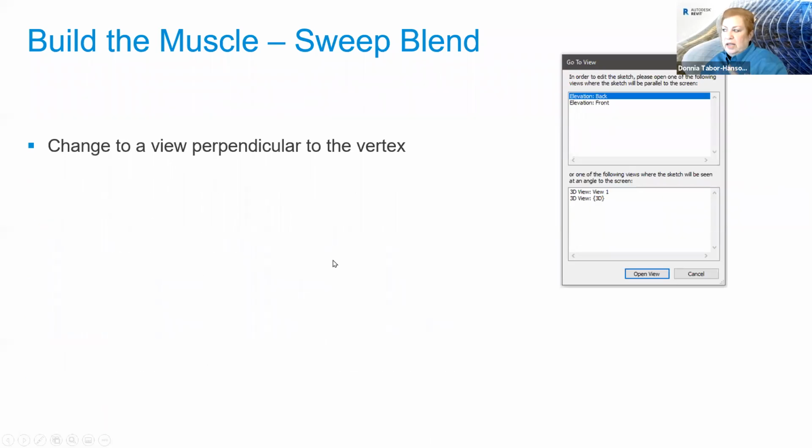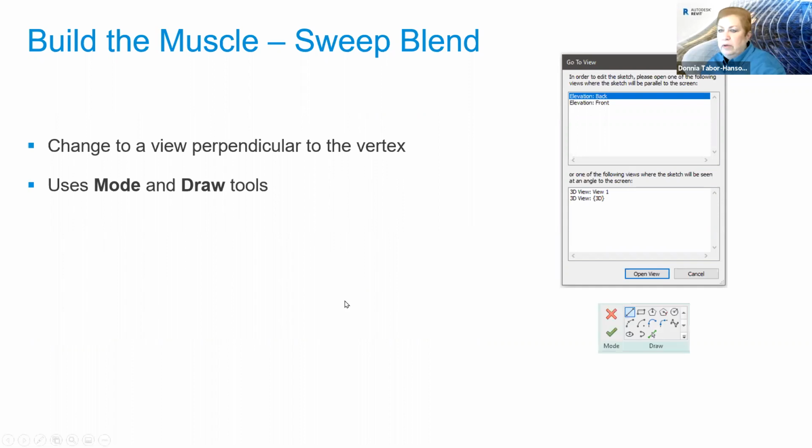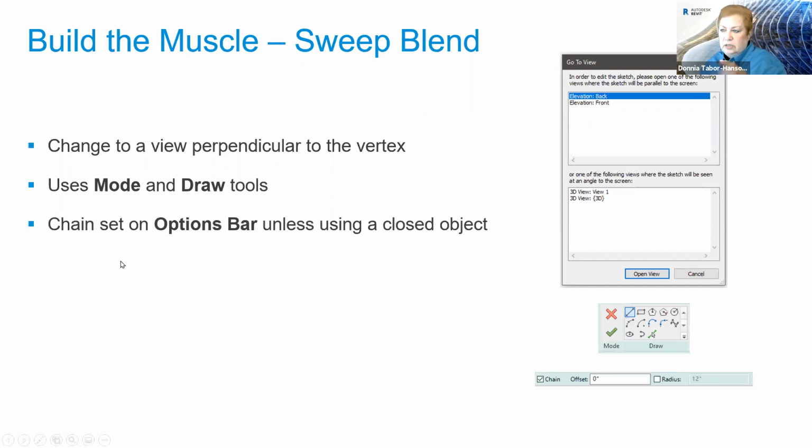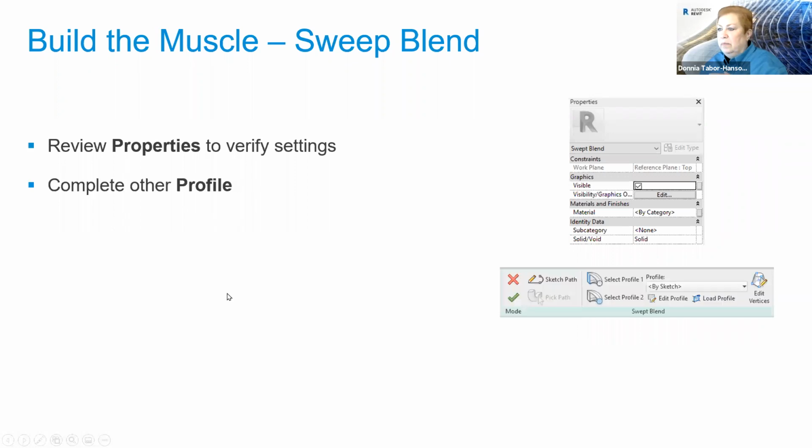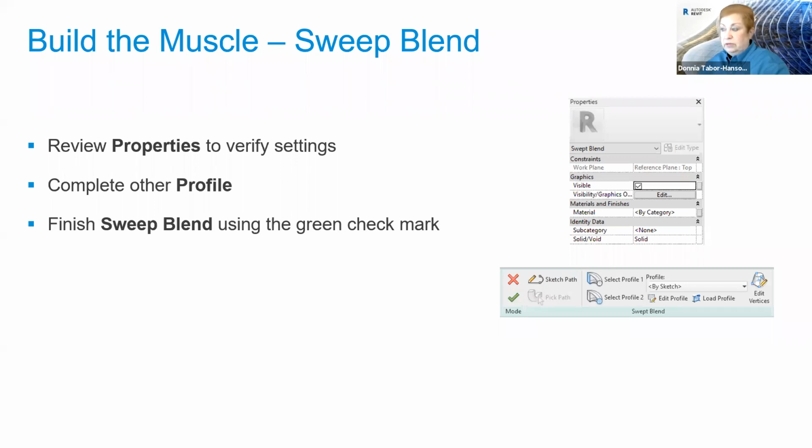It will prompt you to change views to go look at the perpendicular to your profile. It does use the mode and draw tools, and it does set you up for chain. Stop at the bar and you're going to see that you're chaining unless you're using a closed object. And you will want to review your properties to see what you've got, to verify your settings. And you complete your other profiles, and then you finish your sweep blend using the green check mark. So with that, let's go do a sweep blend.